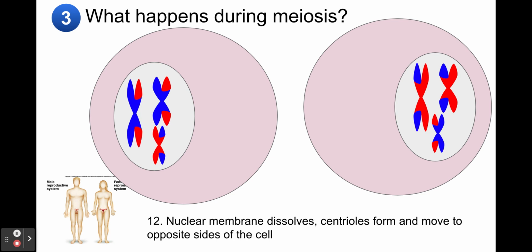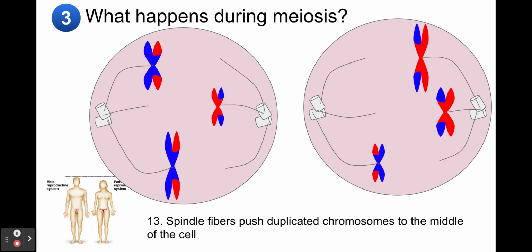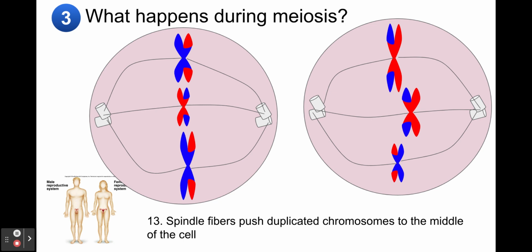Step 12. The nuclear membrane will dissolve again. Centrioles will form again and move to opposite sides of the cell again. There they go. Step 13, spindle fibers will push the duplicated chromosomes to the middle of the cell. Spindle fibers, push, push, push. Whoa, look at this. This really seems like we repeated steps, and we kind of did.